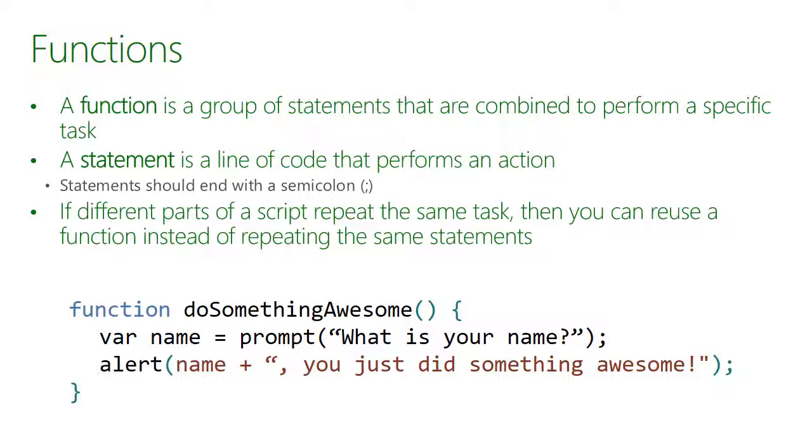Below you have a function called doSomethingAwesome that requires the creation of a variable called name, which is created when you're prompted for your name and you type it in. That then creates an alert, which is a little box basically that appears just outside the web page, and uses the variable name plus some text.